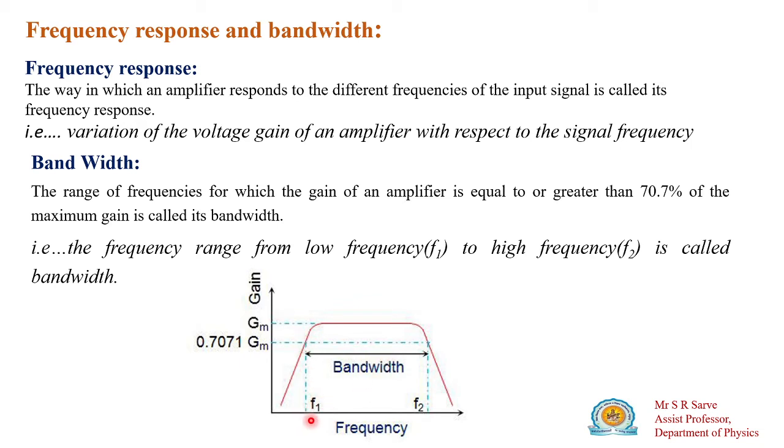That is, you have taken it as f1, and then the gain again increases to the maximum, and then the gain is decreasing. Then for this side, for the higher frequency, the gain drops to 70.7% of the maximum gain. So this is your lower cutoff frequency. Okay, so this f1 is your lower cutoff frequency, and f2 is your higher cutoff frequency, and this range of frequency is known as your bandwidth.